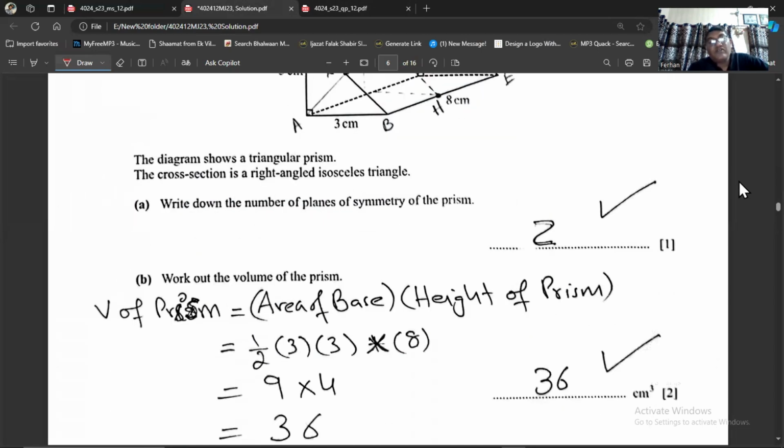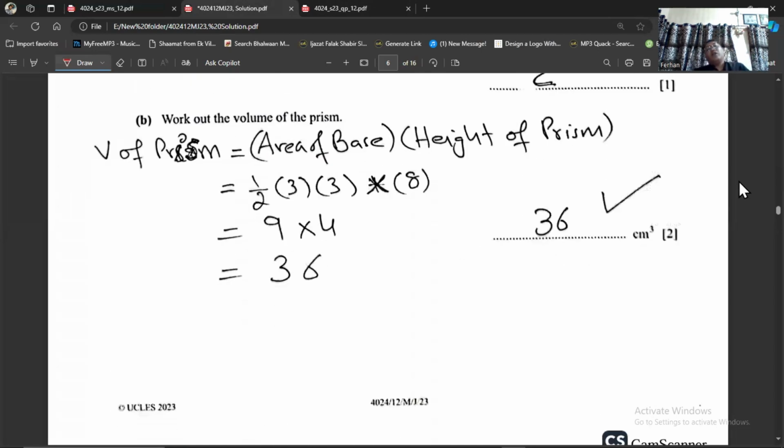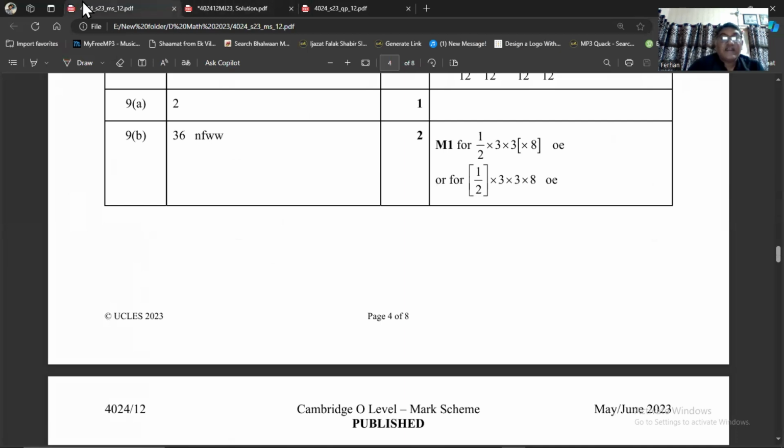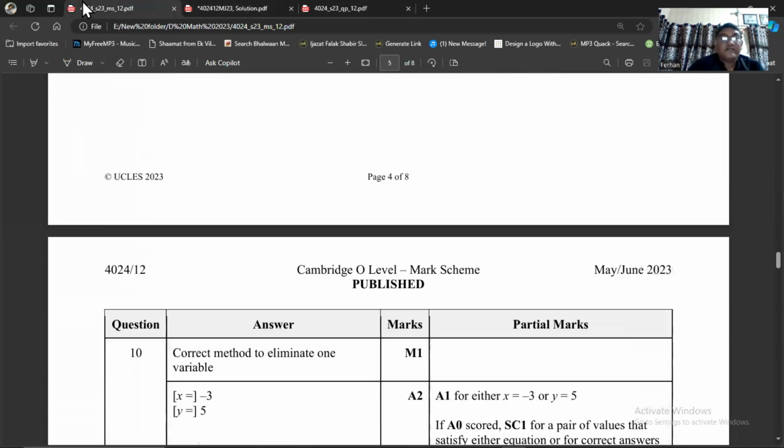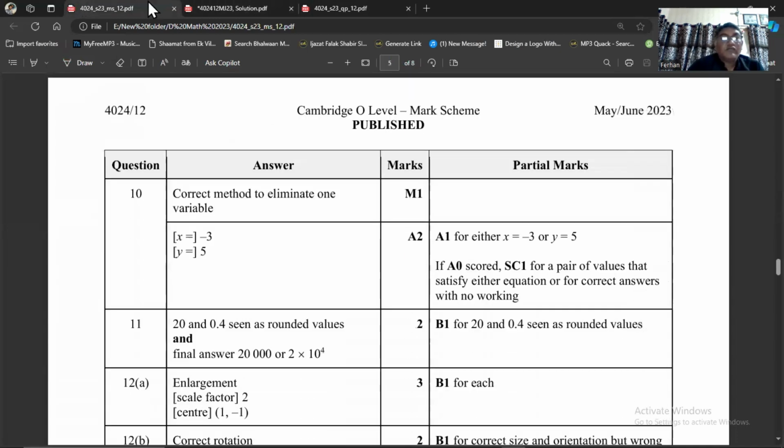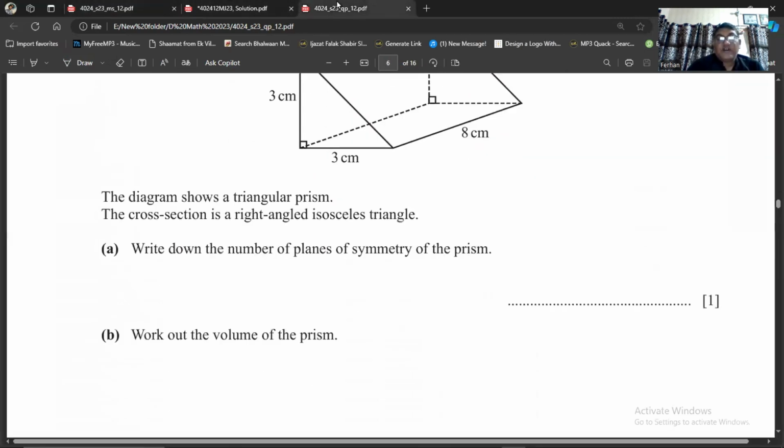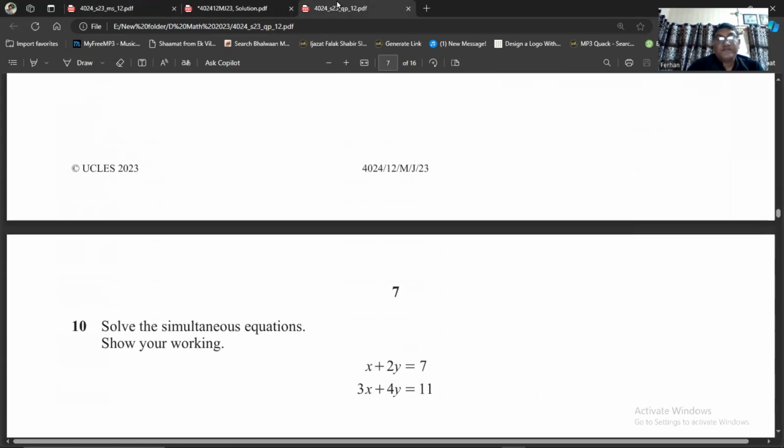So we are going to calculate the volume. So the volume of the prism will be equal to the area of the base of the prism multiplied by the height of the prism. So it is 1 by 2 into 3 into 3 multiplied by 8. So that is 9 multiplied by 4, that is 36. So the volume of the prism is 36 centimeter cube, which is the right answer, sir. Okay, so we are going to the next part. That was a 2 marks question.